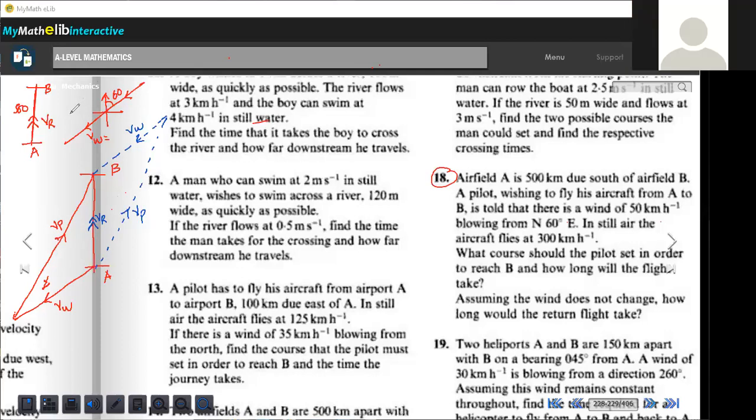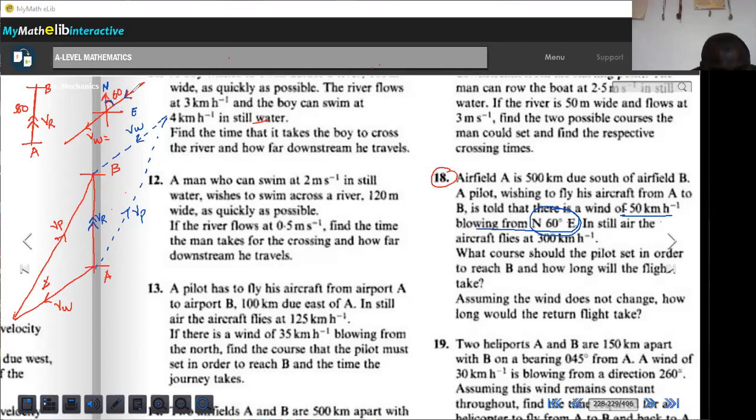Hello? The direction of the wind. Of the wind? I've not got the direction. Okay. The wind, they told us, the wind of 50 kilometers per hour was coming from north 60 degrees east. So 60 degrees east is here. If this is our north, our east is this way. So this is 60 degrees east.